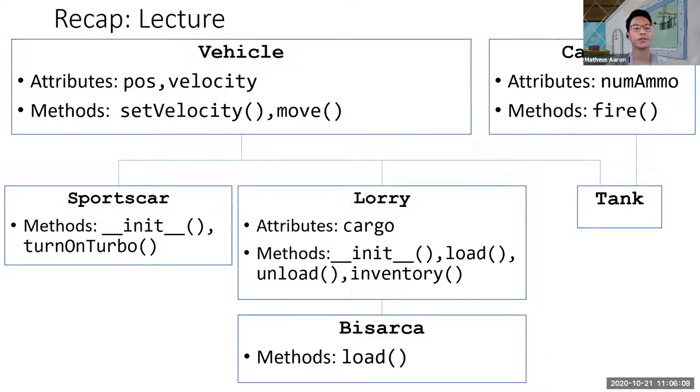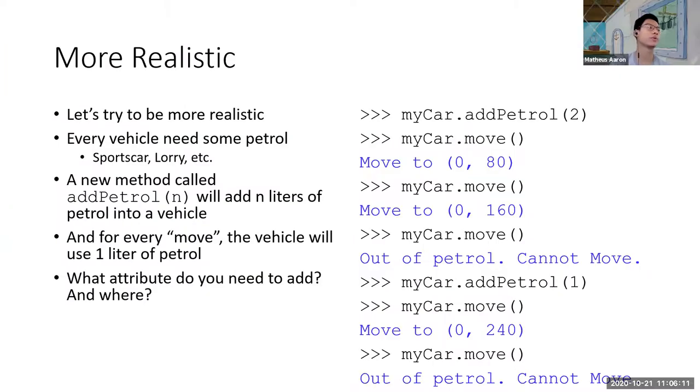So now the first task is to try to be more realistic. Every vehicle needs some petrol. We don't have Teslas yet, so we still need fuel. So we're going to create a new method to add n liters of petrol into the vehicle. And the petrol will be used to actually move the vehicle around. For every move, the vehicle will use 1 liter of petrol.